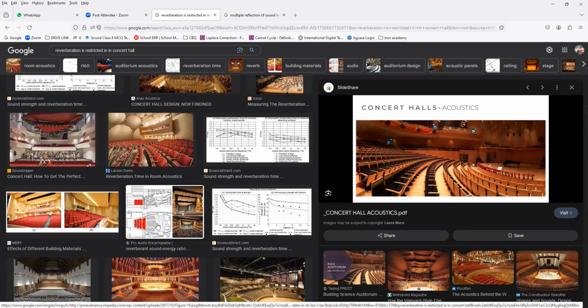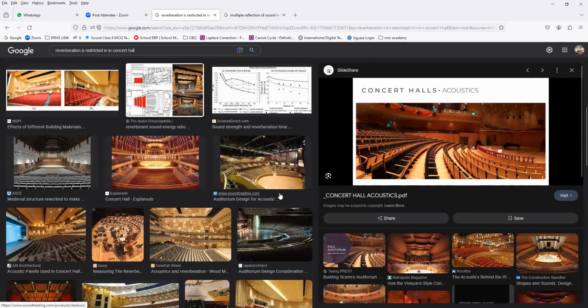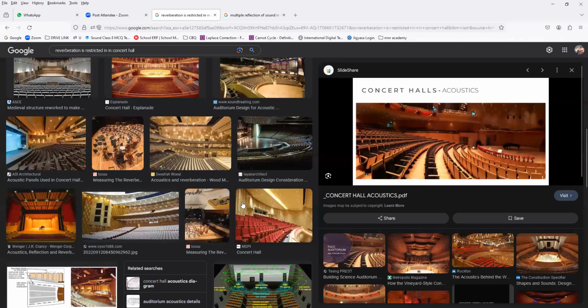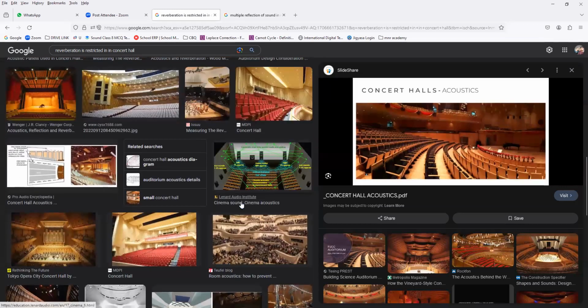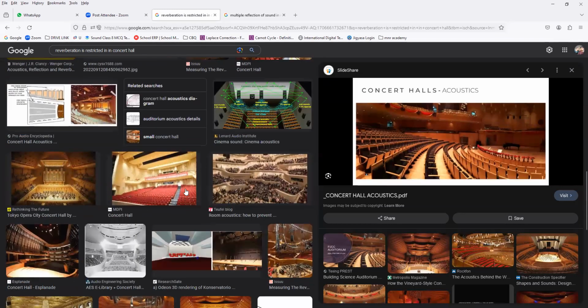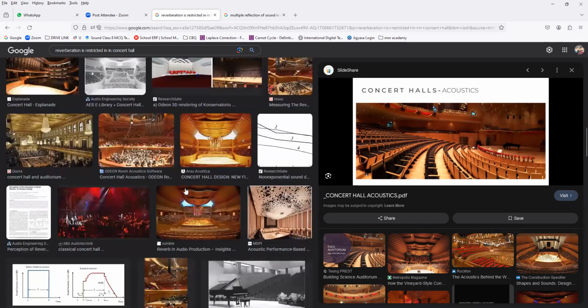Second point: how to reduce the reverberation in a big hall? You have to use sound absorbing carpets. Sound absorbing carpets are placed on the floor.